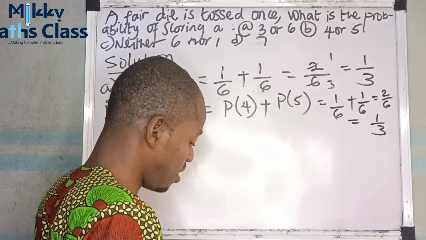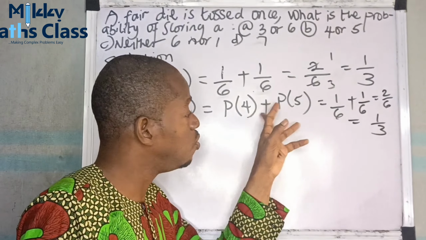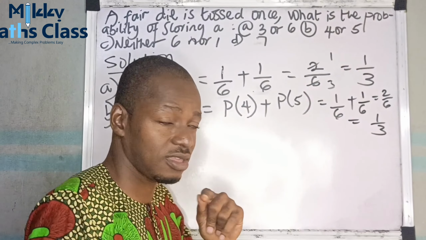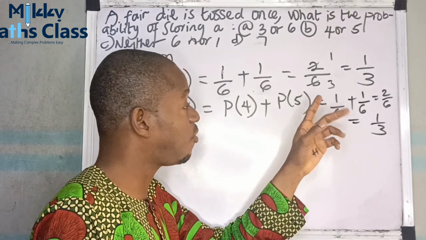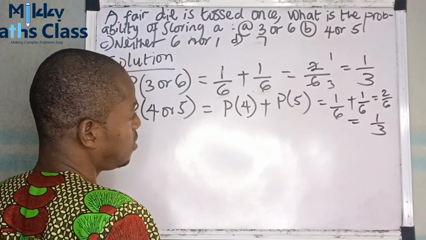Now, a lot of students make a mistake here: when you have 4, you put the probability of obtaining a 4 to be 4 over 6. Don't make that mistake. There's only one 4 in the die, so the probability of obtaining a 4 is 1 over 6.